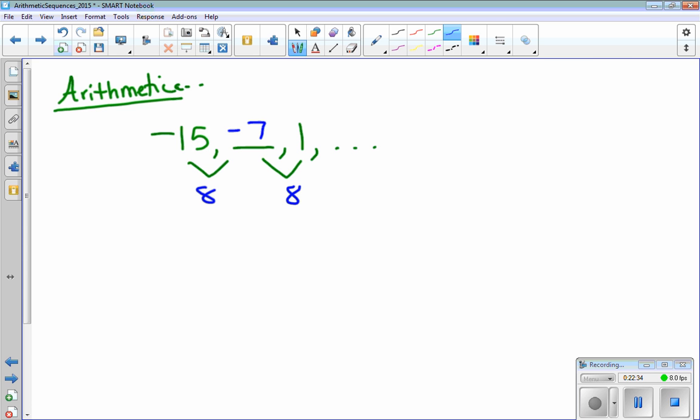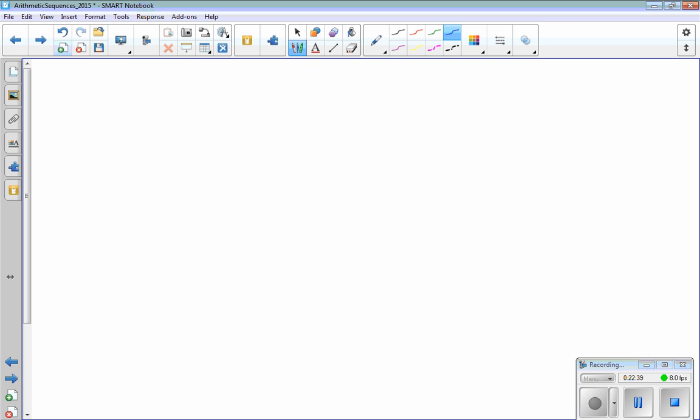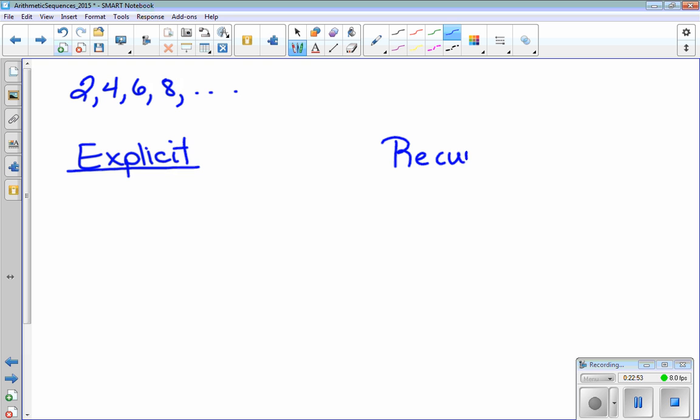All right, so if I ask you, I'm going to do an odd one here. I want you to write an explicit definition and a recursive. So we need to do both. That's part of your homework. What will you have to do in this case? Which one do you want to start with?